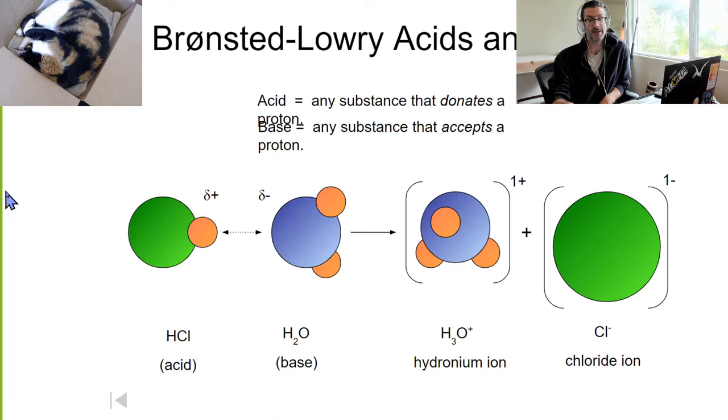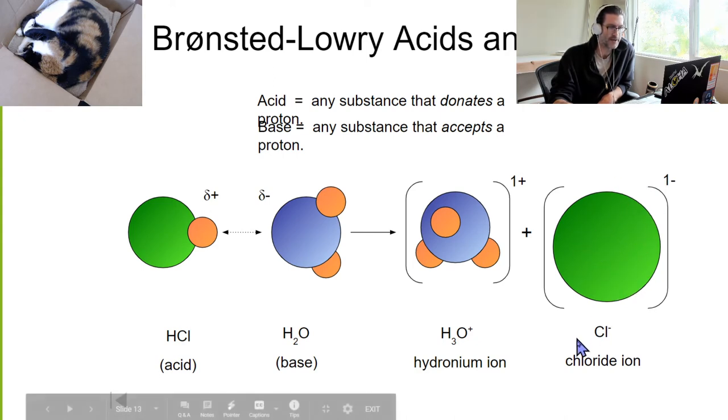Bronsted-Lowry said things a little bit differently than Arrhenius. An acid is any substance that donates a proton, and a base is any substance that accepts a proton. And so what we end up with is this system of conjugate acids and bases. An acid doesn't become a base, it becomes its conjugate base. So this acid will donate its proton and become a thing that can accept a proton. We call that thing, after the acid donates its proton, the conjugate base.